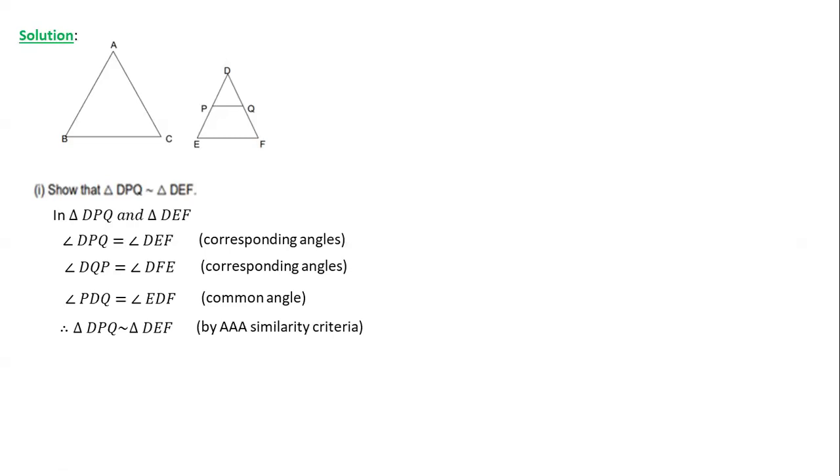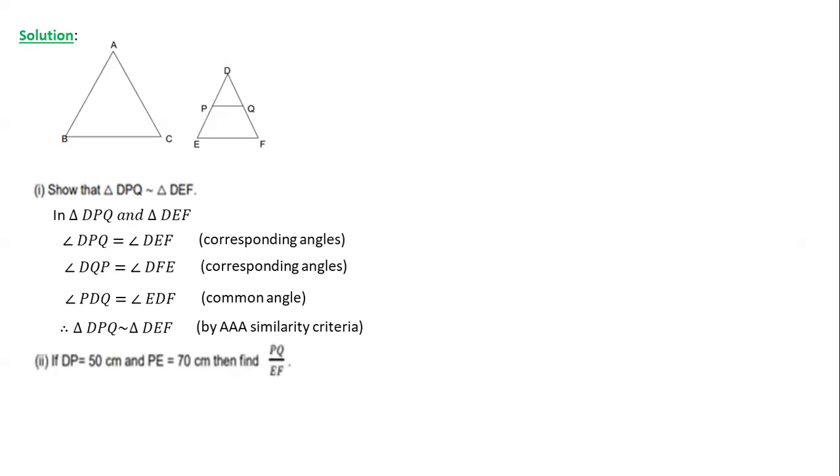Clear? You need not give three angles. You can write only two also, it will do. AA similarity criteria it is. You need not show all three angles. Let us take the second bit.